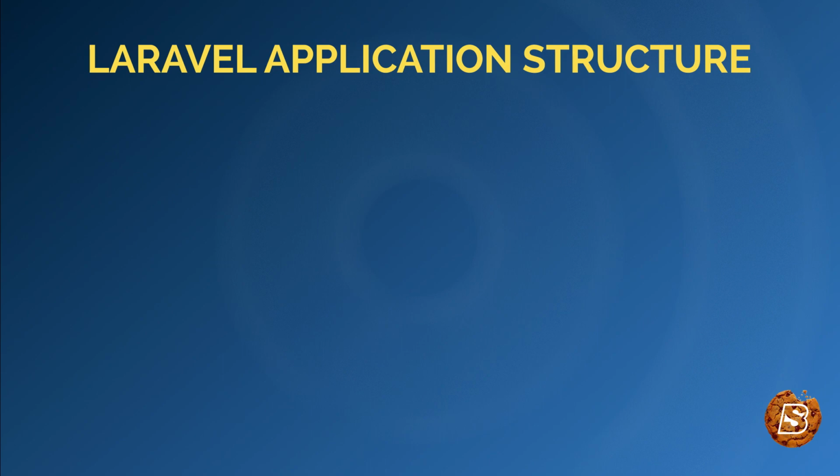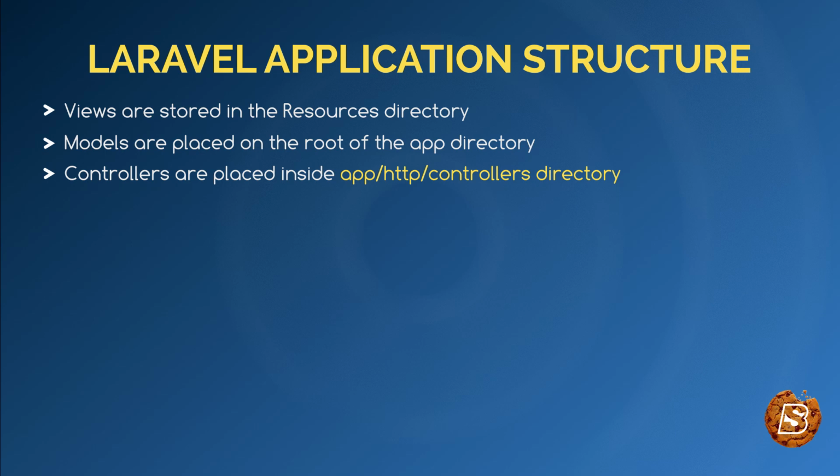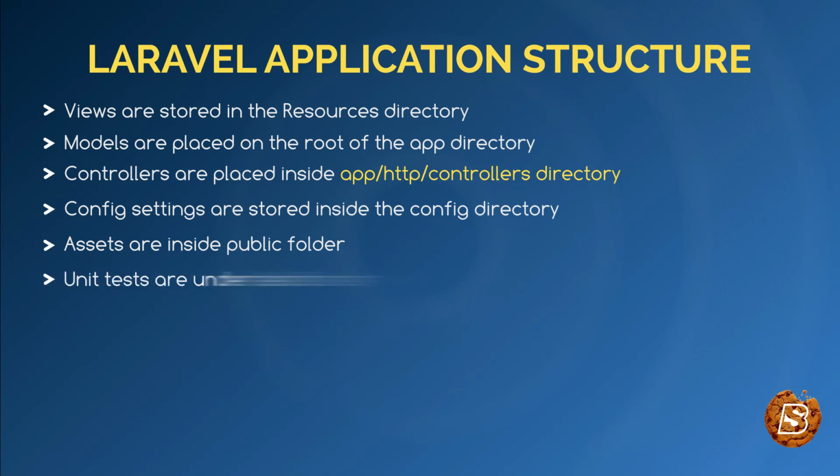First thing, views are stored in the resources directory and models are placed on the root of the app directory. Controllers are placed inside the app/Http/Controllers directory, and config settings are stored inside the config directory. Assets are inside the public folder, and unit tests should be kept inside the tests folder.